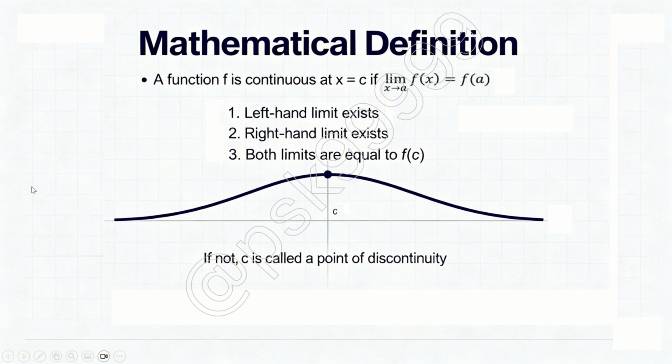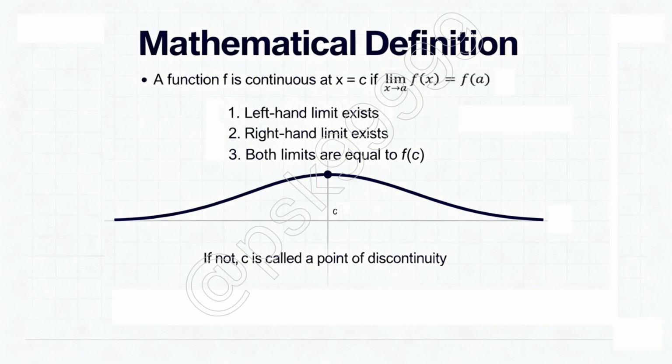In the example here, it is a continuous curve, and at c the left hand limit and right hand limit are both pointing to the same point, and f of c is also here. So this is called continuity. In case any one of them fails, it is called a point of discontinuity at the given point. The given point, in this case c, is called the point of discontinuity.